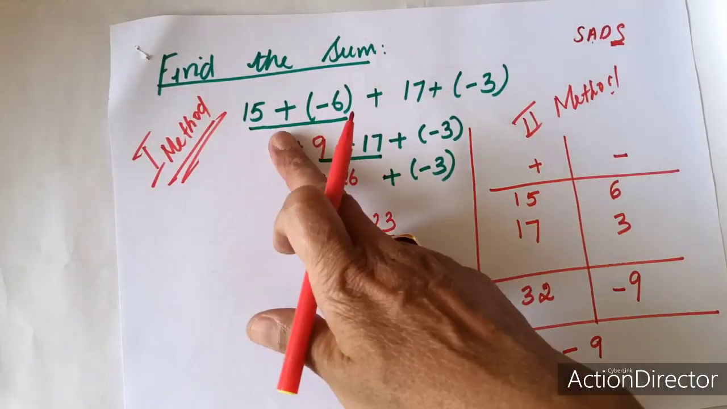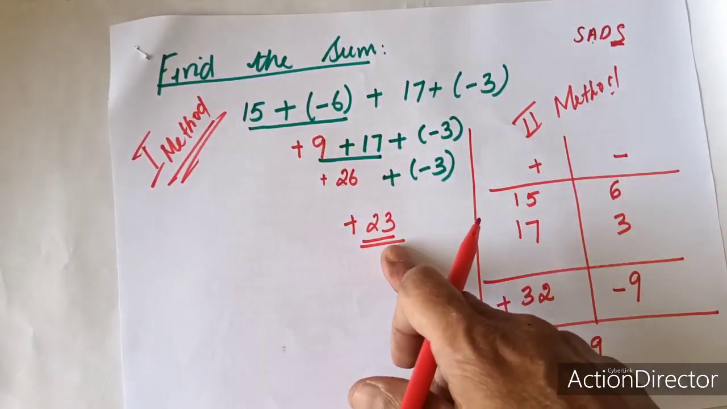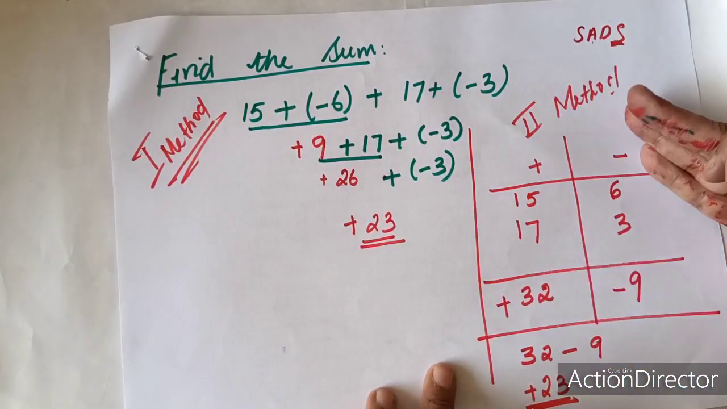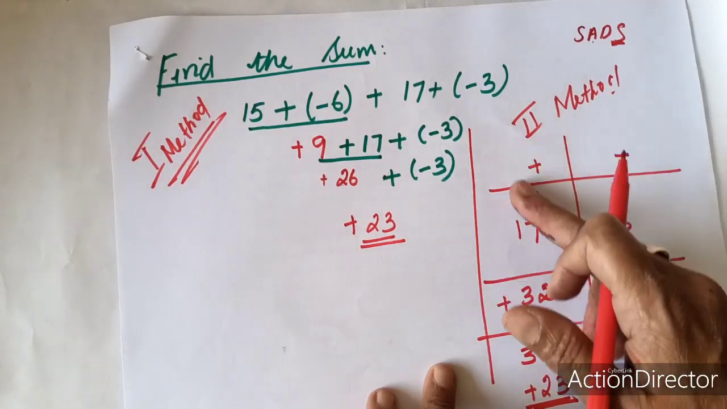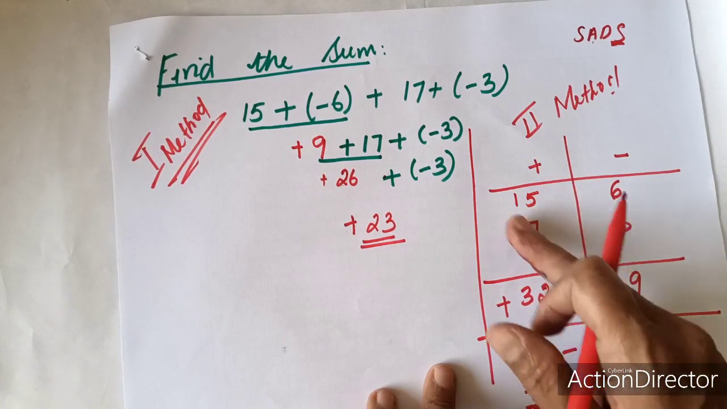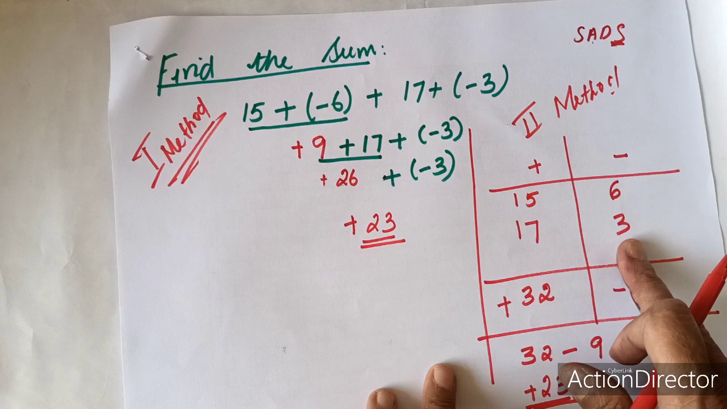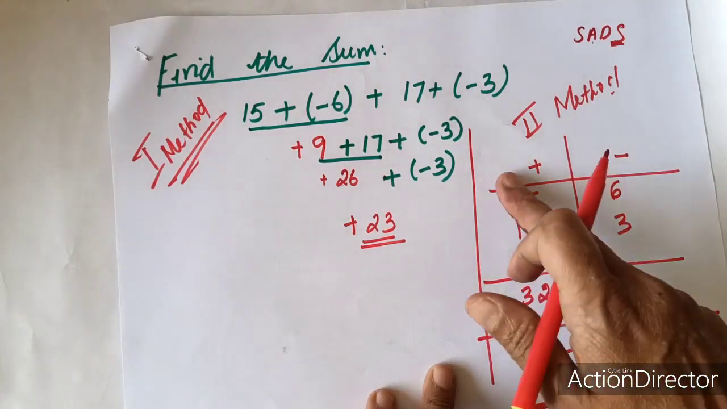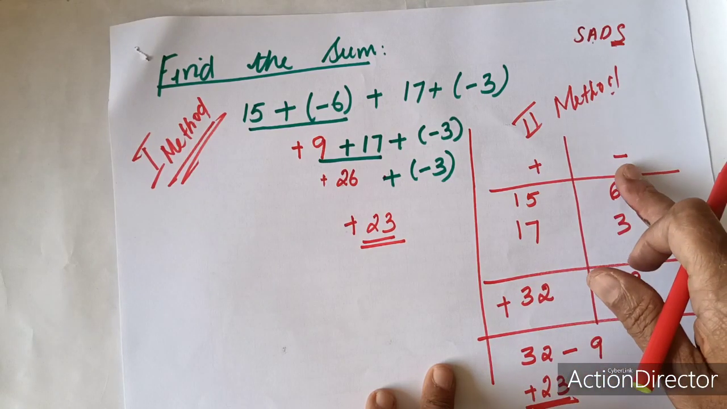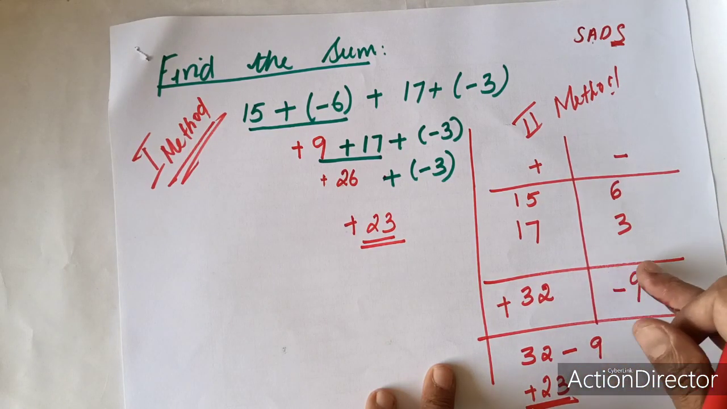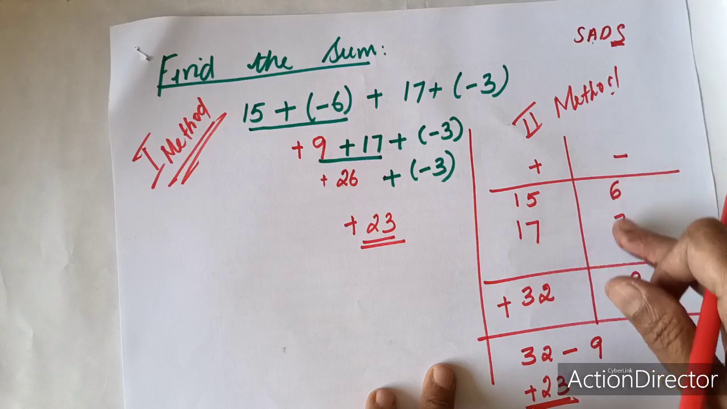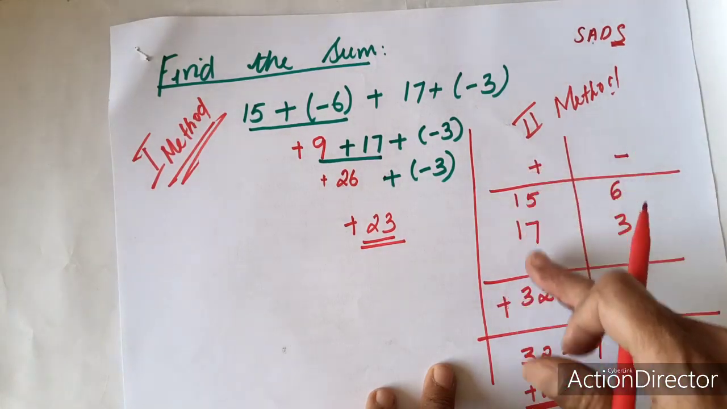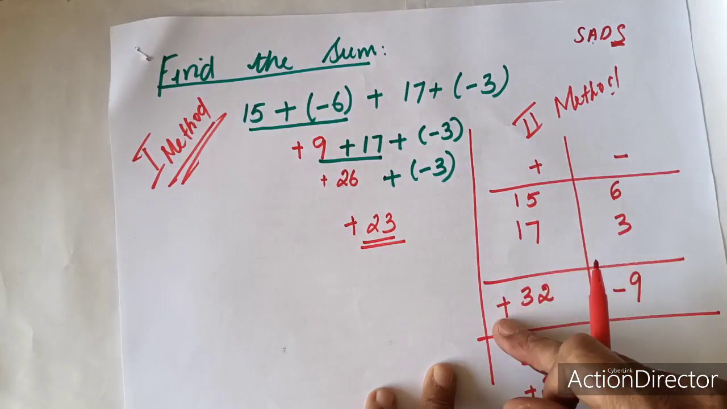Here we are grouping two numbers together and finding the answer. Whereas here you have made two columns, one for positive numbers and another for negative numbers. All the positive numbers are entered in the first column. All the negative numbers are entered in the second column. In both columns I had to add only. In the positive column I got 32 and in the negative column I got 9. After getting the answers, put the negative sign for the answer from the negative column, and put positive for the answer from the positive column.